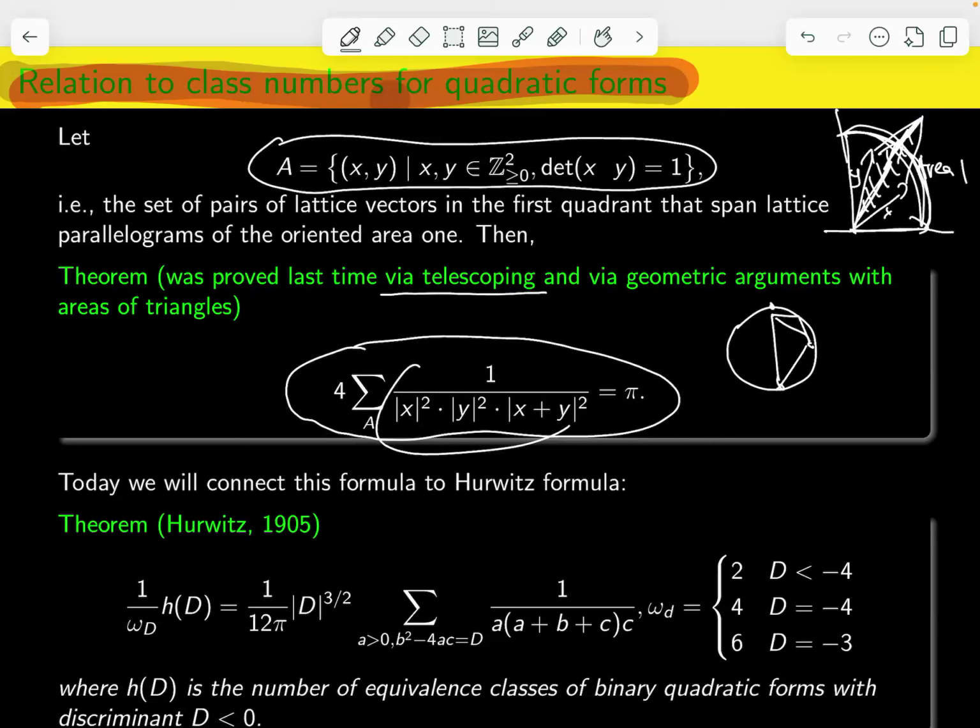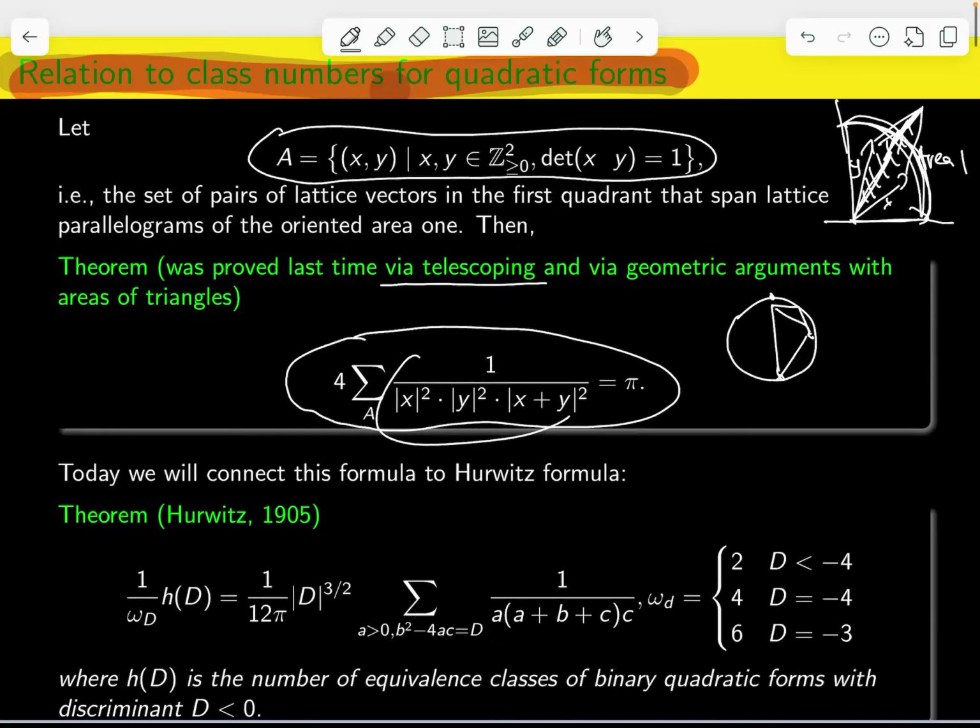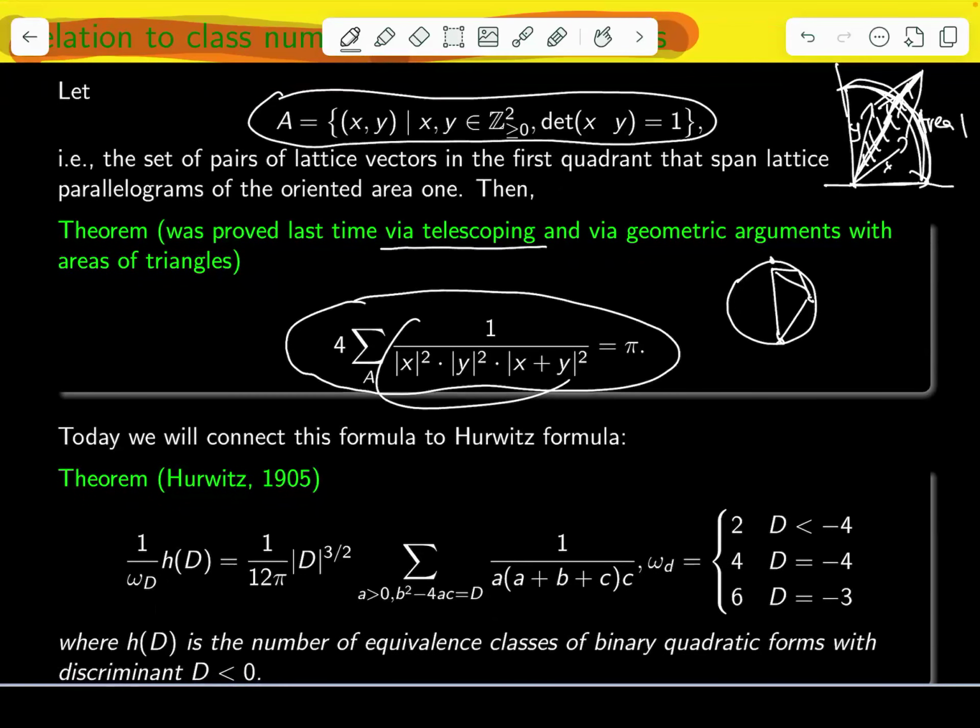And the formula of Hurwitz is as follows. So let's look at it. I will explain all the terms, maybe not now, but a bit later. First of all, we have a constant. This constant omega d is defined like this: d is a negative integer, and if d is less than -4, omega is 2. If d is -4, it's 4, and if d is -3, it's 6. Okay, that's omega.